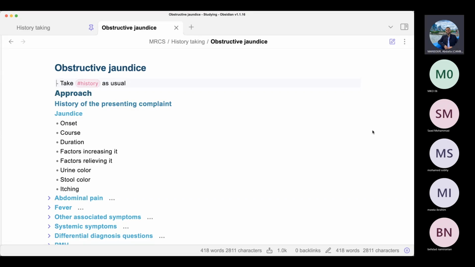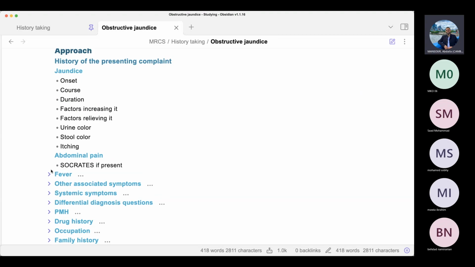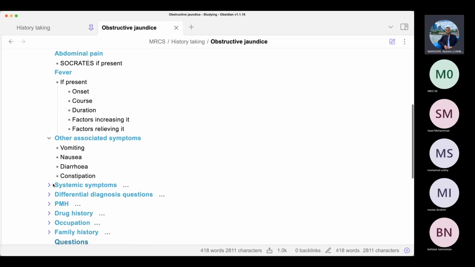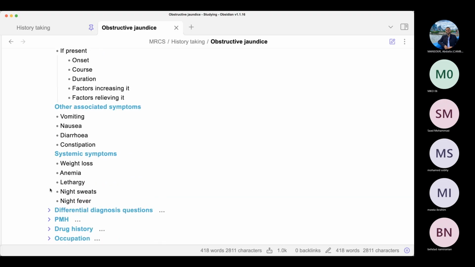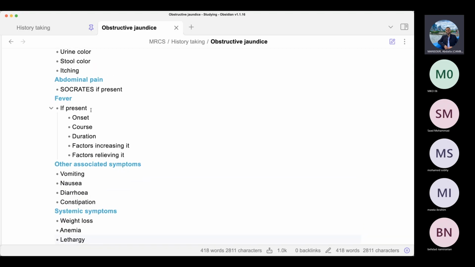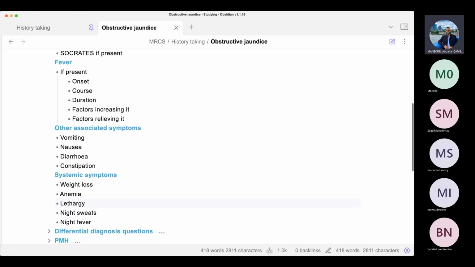Okay. You've done an assessment of the jaundice. You've done an assessment of the abdominal pain. I think you did not ask about the fever, which I think is very important because of thinking about ascending cholangitis. Okay. And you asked about all the associated symptoms and the systemic symptoms as well, very well. You asked about weight loss, anemia, lethargy. Maybe you could have added night sweat and night fever and so on. But otherwise, I'm very happy with covering all of this. The only thing I would say is to cover the fever as well, thinking about ascending cholangitis. All right. That's the only defect in here.